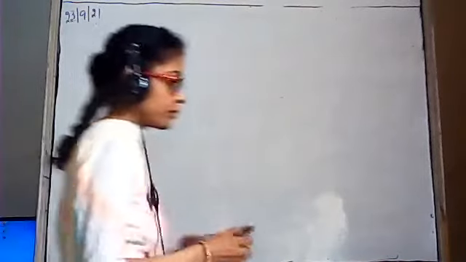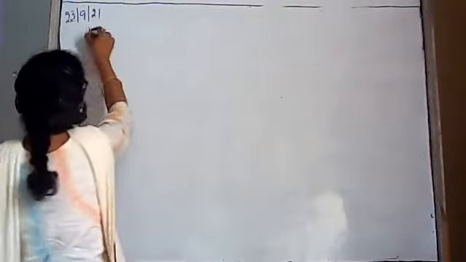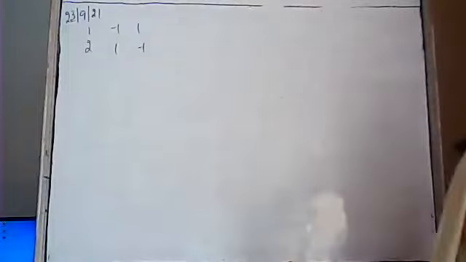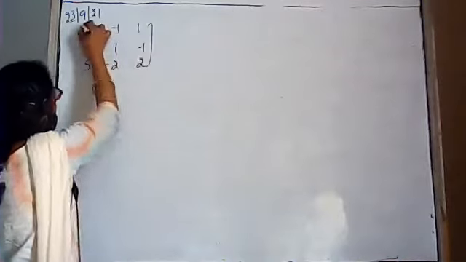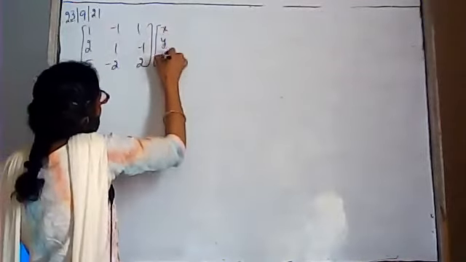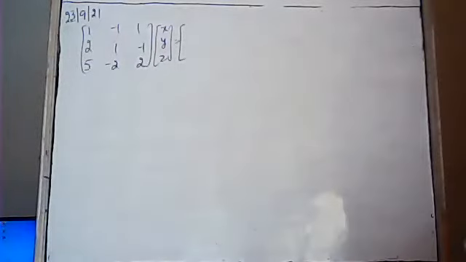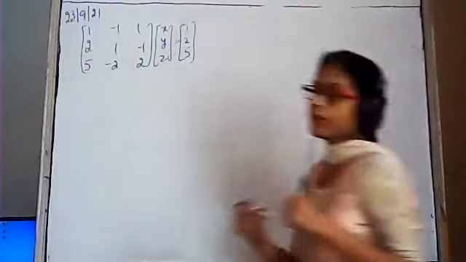Next is solve: the matrix 1 minus 1 1, 2 1 minus 1, 5 minus 2 and 2, times x, y and z, equals 1, 2 and 5. Solve this.